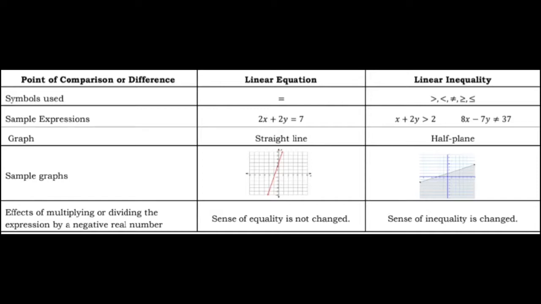A sample expression in a linear equation is 2x plus 2y is equal to 7, while linear inequalities are x plus 2y is greater than 2 and 8x minus 7y is not equal to 37. The graph of a linear equation is a straight line, while the graph of a linear inequality is a half plane. Here is a sample graph of a linear equation, and here's a linear inequality.